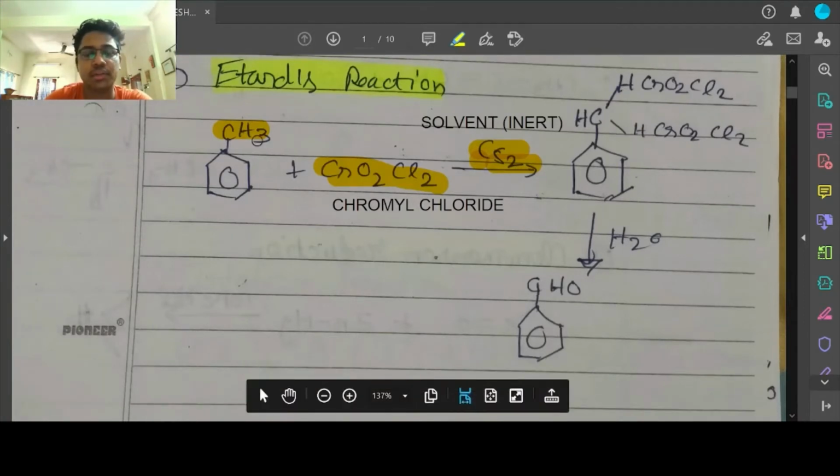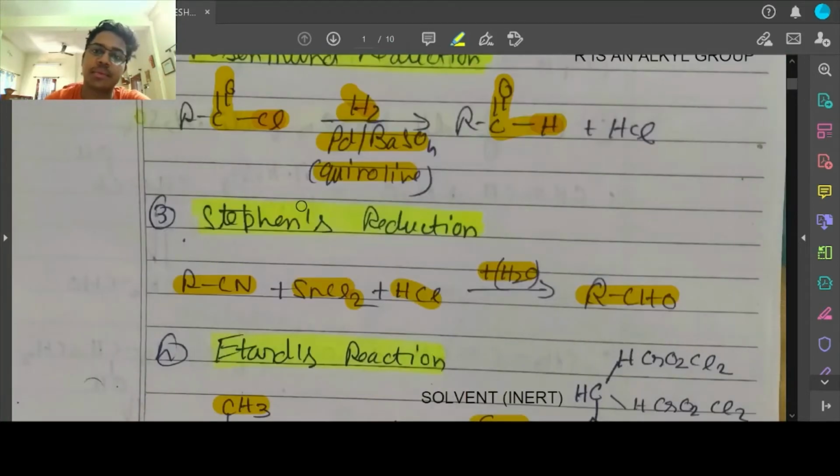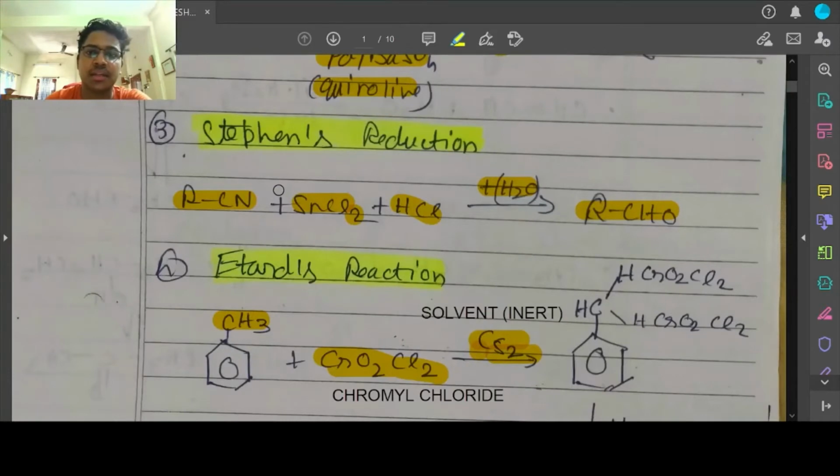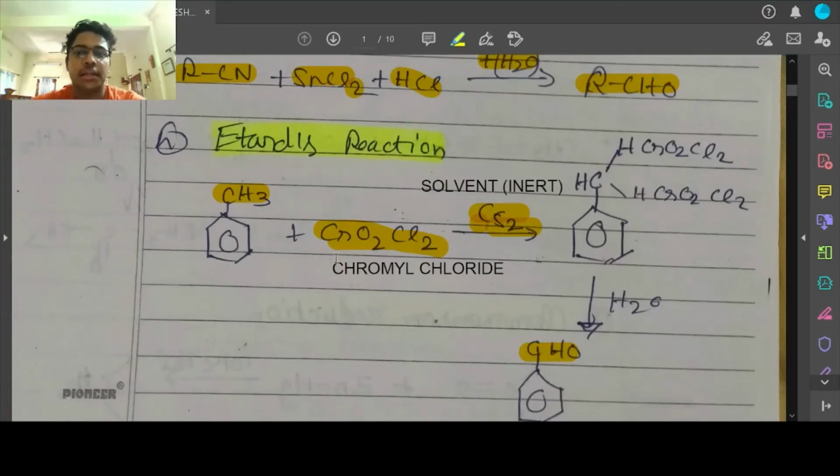So in the Etard reaction, the CH3 group is replaced by a CHO group. In Rosenmund, the chlorine is replaced by H. In the Stephen reaction, the cyanide group is converted to a CHO group. In the Etard reaction, the CH3 group is converted to a CHO group. You may ask how we can recognize which reaction is which. You have to see the reactants, the catalyst used, the solvent used, and the many things used, and then conclude which reaction it is.